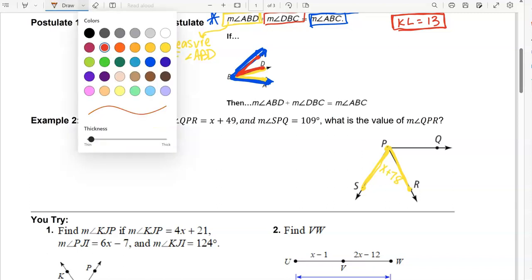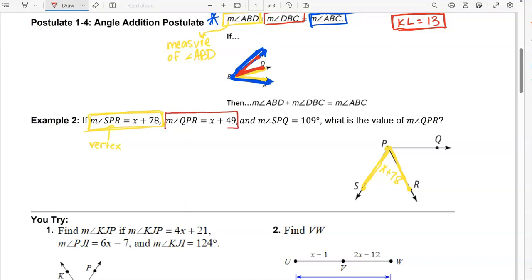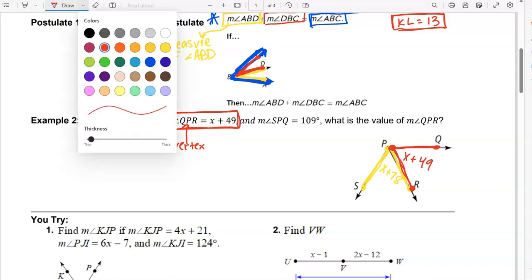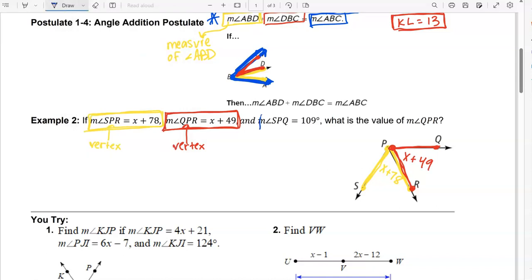Now let's look at our next angle. The measure of angle QPR is x plus 49. Again, P is the vertex. So Q, P is in the middle, R, so QPR is x plus 49. And then it tells us that angle SPQ is 109. Now S to P to Q is the total angle.